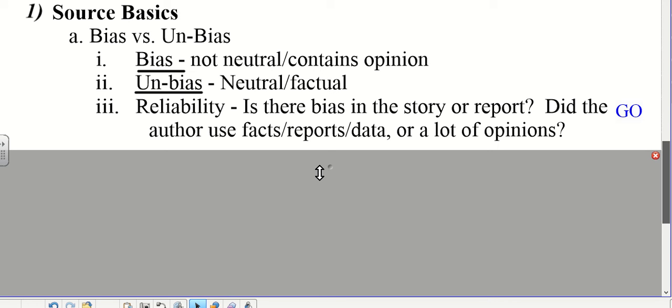Now, bias is in the news all the time. It's particularly the news you watch. So you'll have liberals or Democrats say that Fox News is biased.